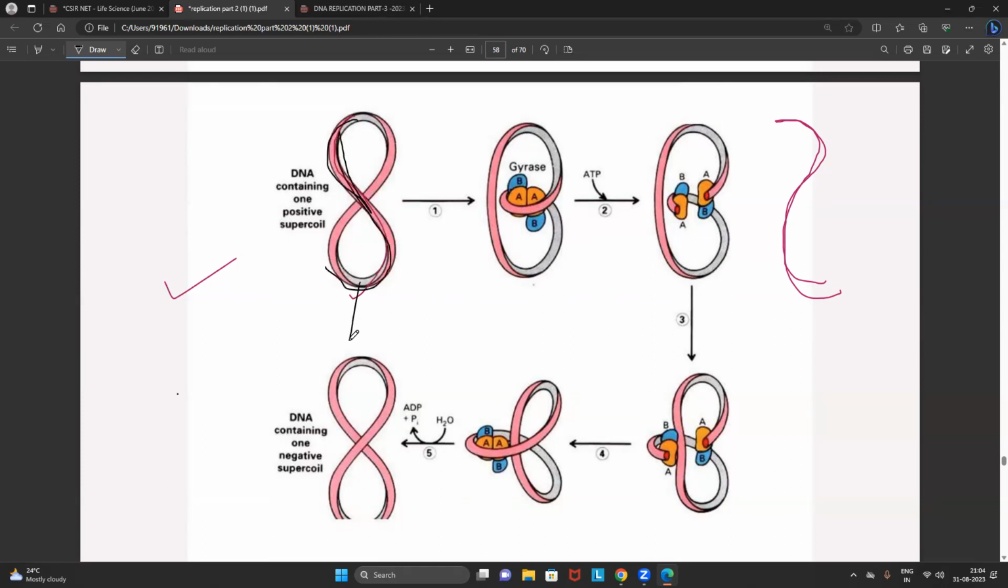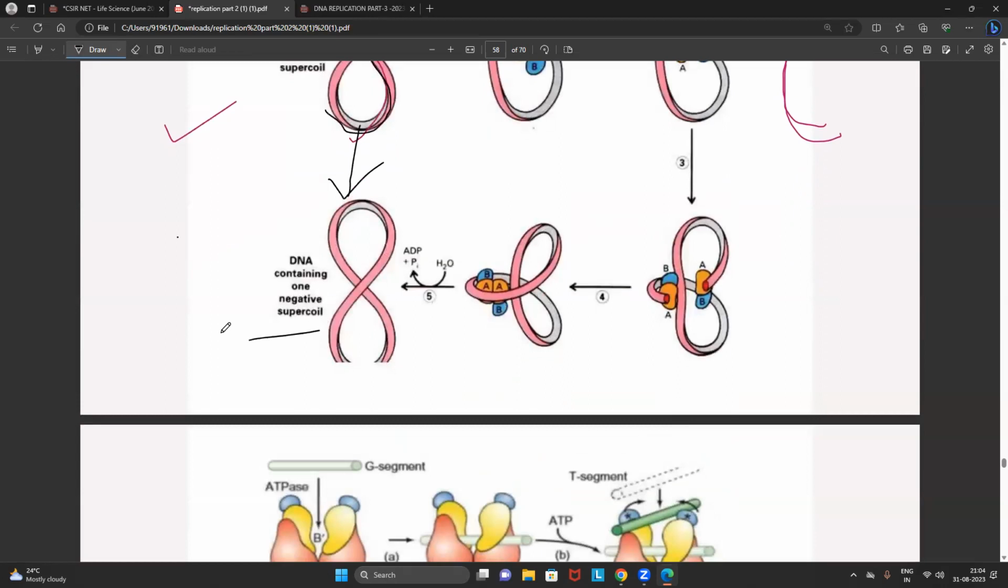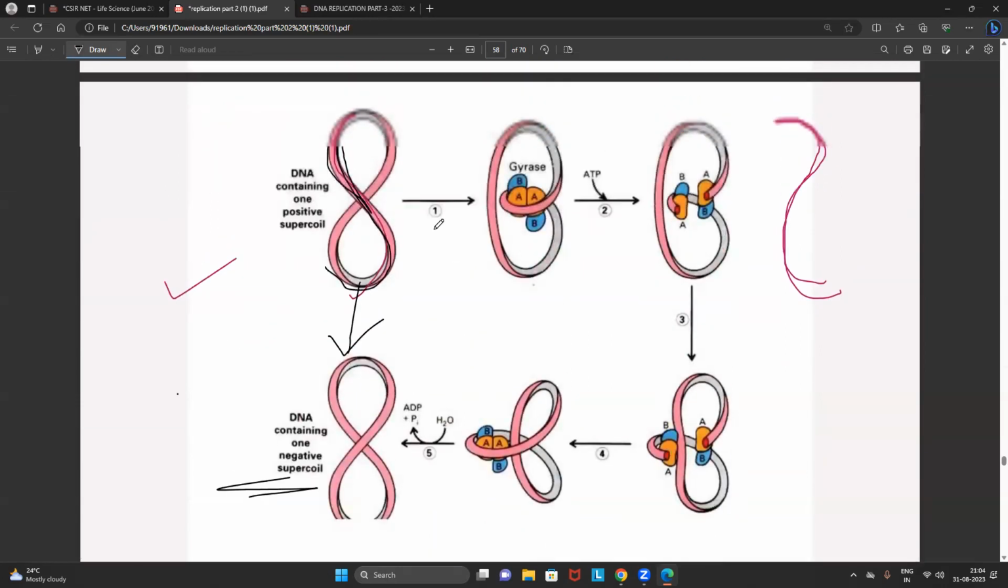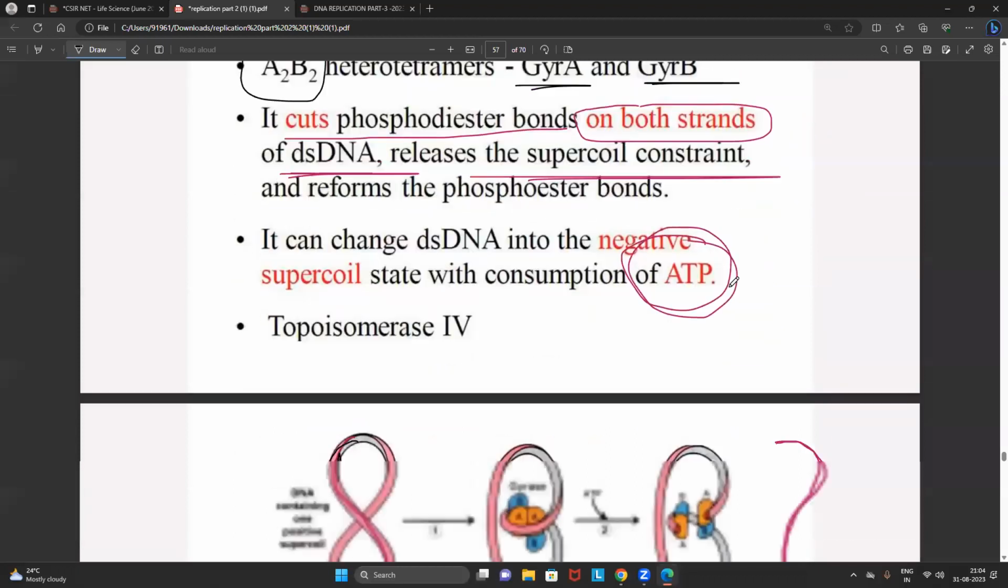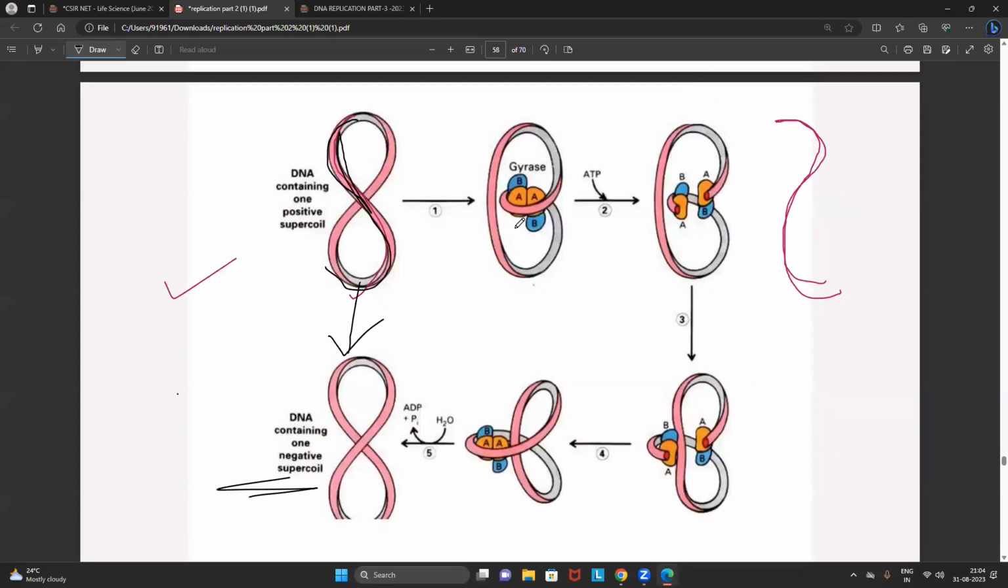Now I have to convert the positive supercoil into negative supercoil. How will I do that? By an enzyme topoisomerase 2, also called gyrase, having 2 units of gyrase A and 2 units of gyrase B. Now you look into the picture correctly. The 2 units of gyrase A and gyrase B attach to that coil. Look into this.